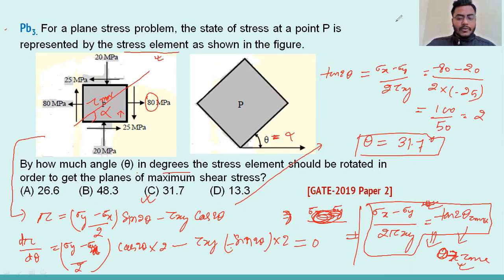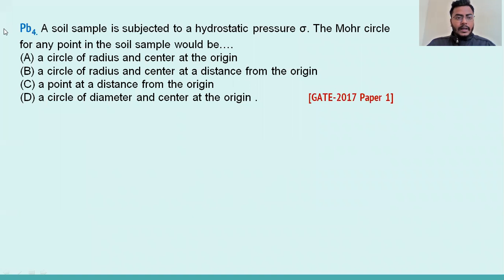Okay, let's go for the next question that we have. A soil sample is subjected to a hydrostatic pressure sigma. The Mohr circle for any point in the soil sample would be... hydrostatic pressure. Already I've discussed this in the first question. This is the condition here. Compressive, I'm writing it.